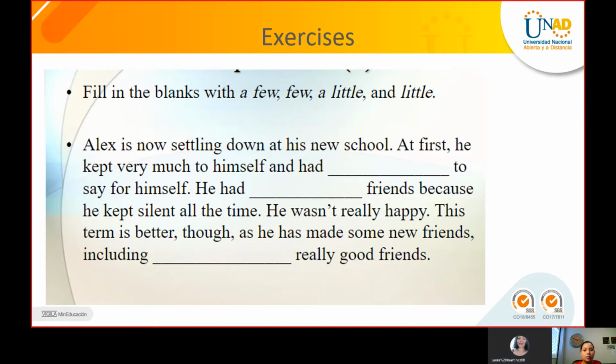And had, so you have to choose, a few, a little, little to say for himself. So pay attention here: kept very much to himself is when you are quiet and you don't talk to other people. You keep to yourself, right? So you don't talk to other people. You're a little bit shy, right?